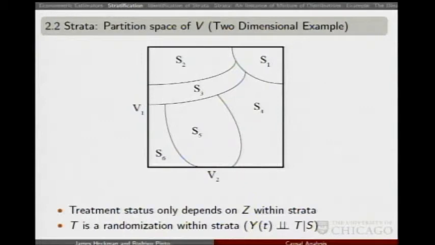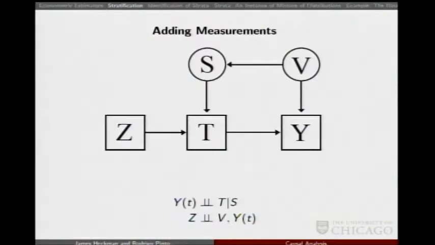And you're going to then partition all of the V space into these various strata. And so T is going to be a randomization within the strata. That's the key idea. So from the strata, I can map lots of values of V, but they're going to be mutually exhaustive. So I can think about this in terms of my, and that heading here is just wrong.